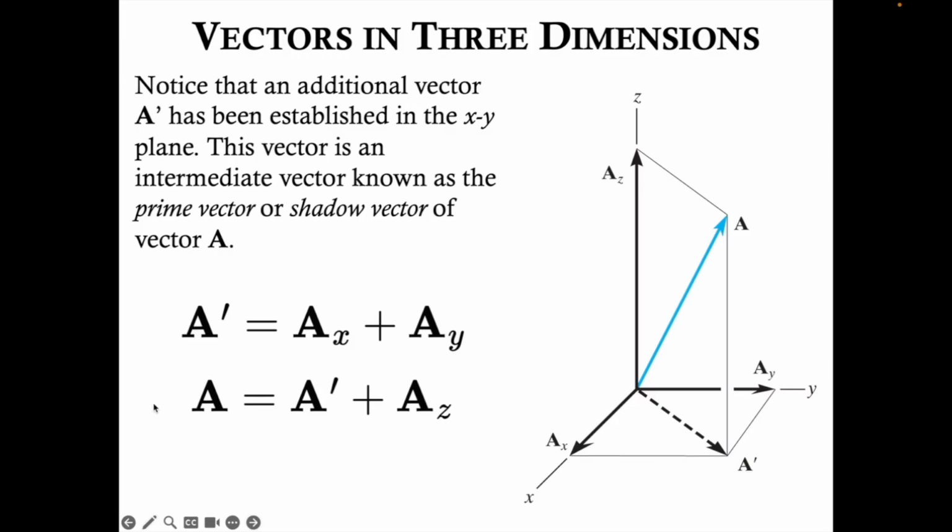So a couple of relationships here that are important. These vector equations are important to realize that they do hold true. Vector A prime equals vector AX plus vector AY, and furthermore, vector A equals vector A prime plus vector AZ.